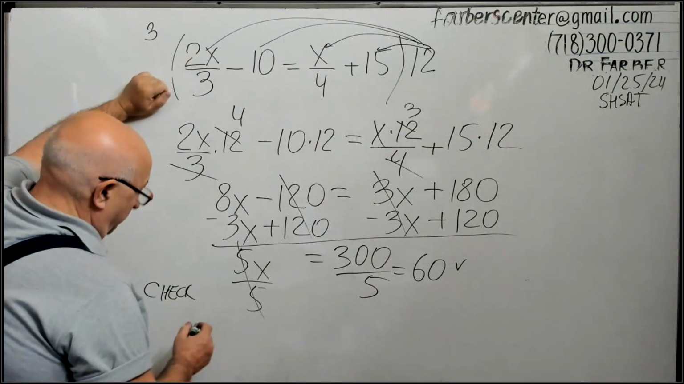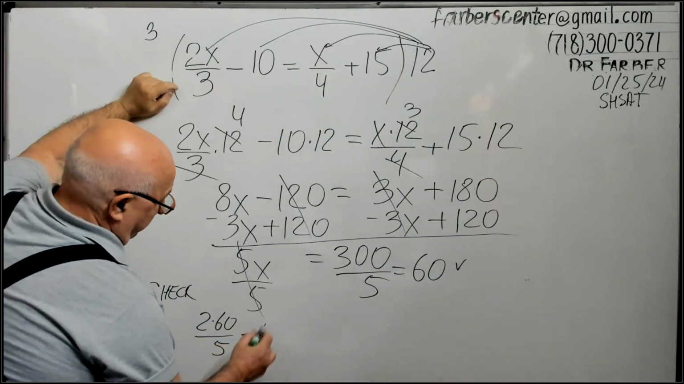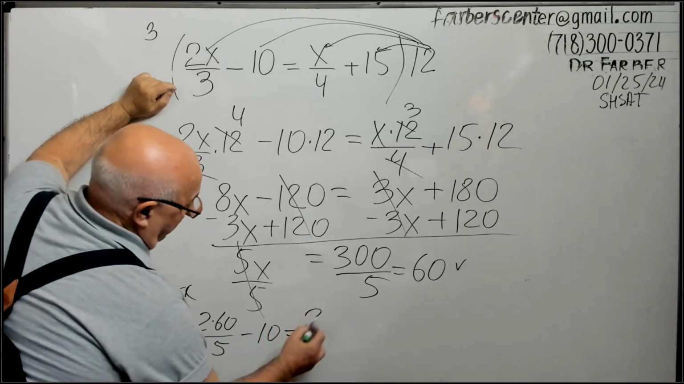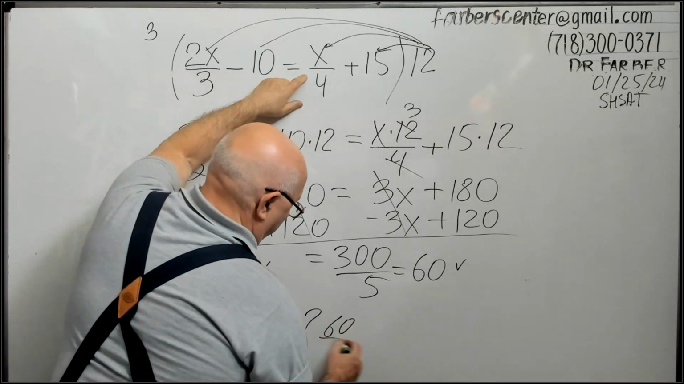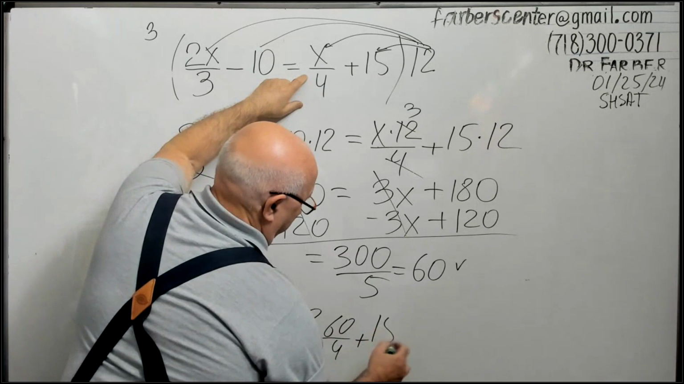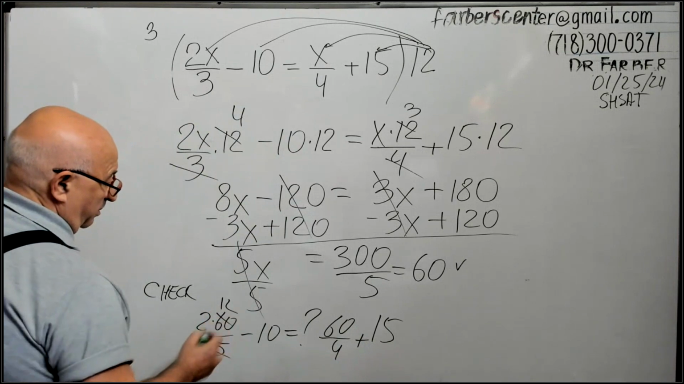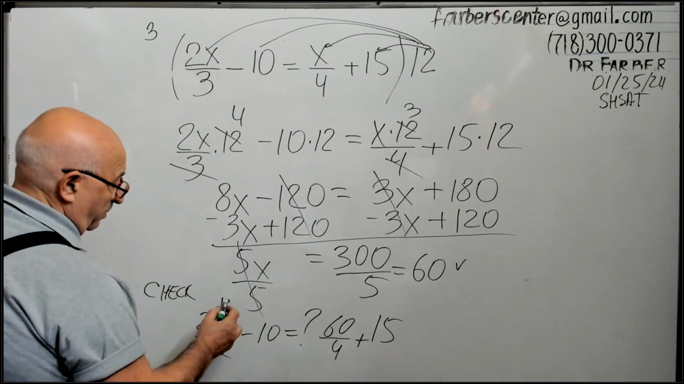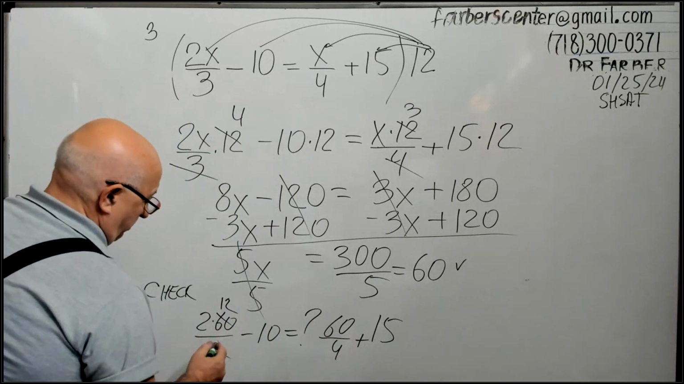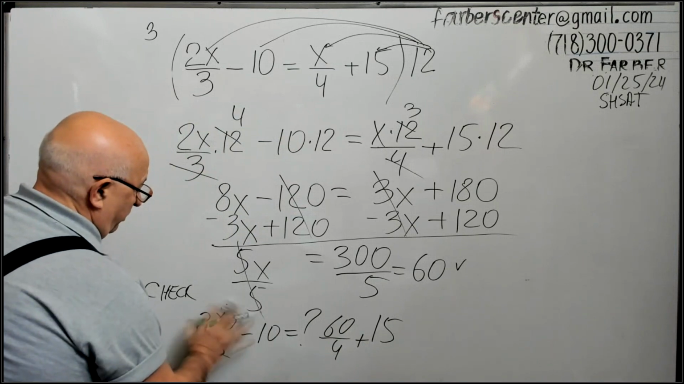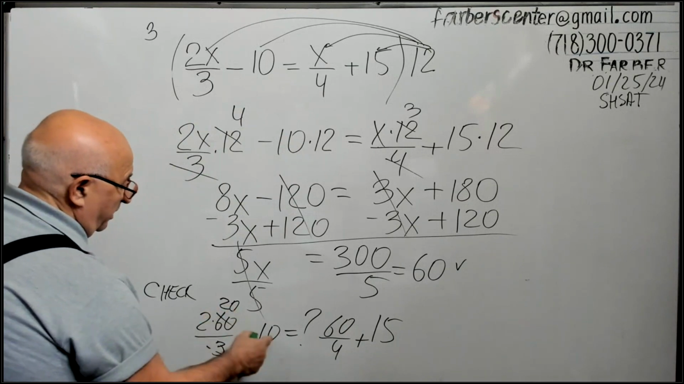Instead of x, 60. 2 times 60 divided by 5, minus 10. Is it equal to 60 divided by 4 plus 15? 5 goes into 60 12 times. Okay. So far so good. It's not 5, it's 3. 3 goes into 60 20 times. And 2 times 20 is 40, minus 10 is 30.